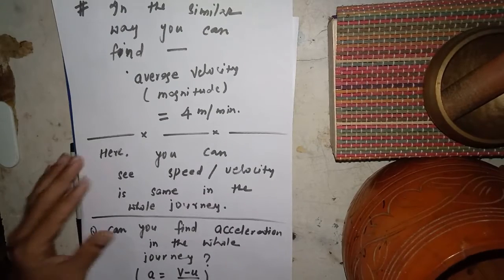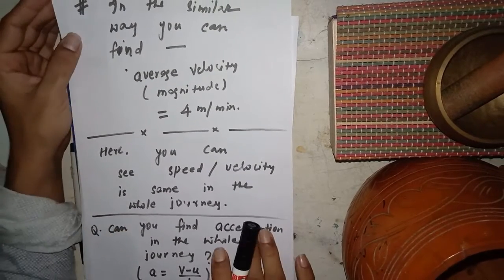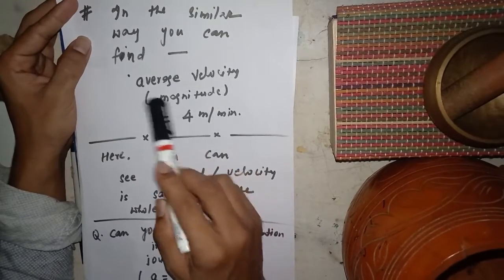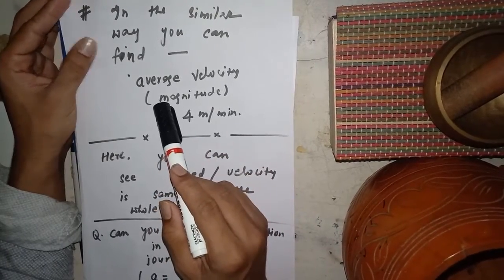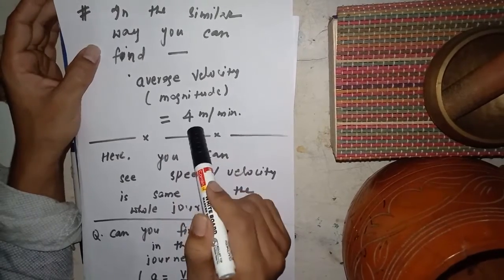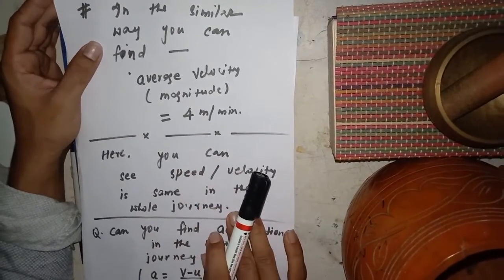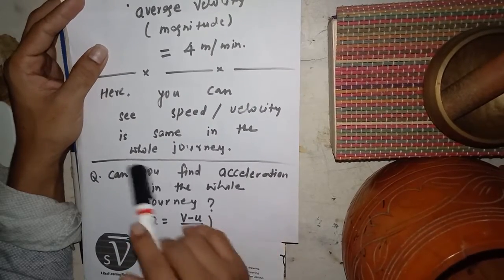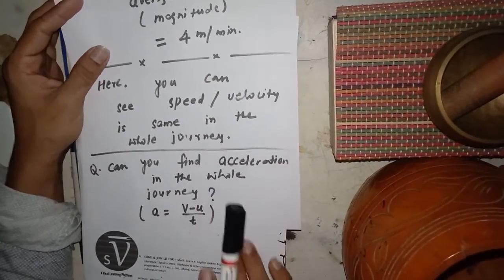So here speed can be replaced by velocity. So the average velocity, or the magnitude of average velocity, or we can roughly say the velocity, is 4 meter per minute in this case also. Have you got my point? So I am right here.